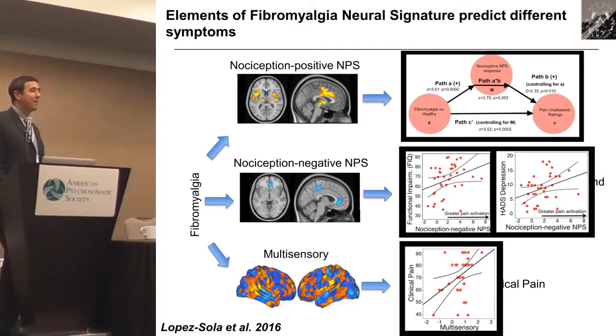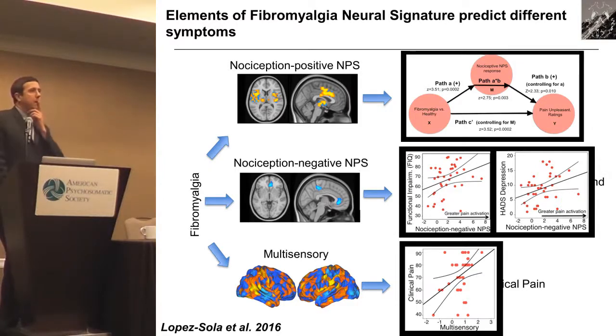The multisensory pattern, the strength of this predicts spontaneous clinical pain. So now we have three potential ingredients. You know, there's the mediation, there's some correlations with that, and there are some correlations with that. So it's preliminary. There's only 35 patients here, but we think this gives us some clues that different patients might have different brain pathologies that underlie different parts of this whole cluster of fibromyalgia symptoms.